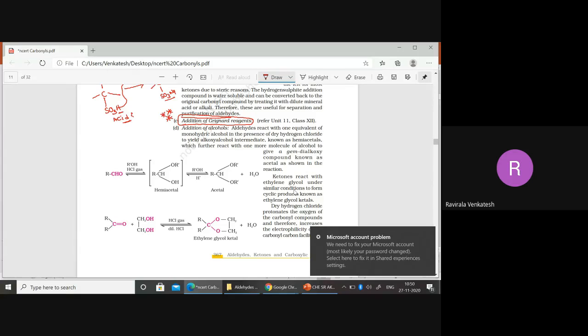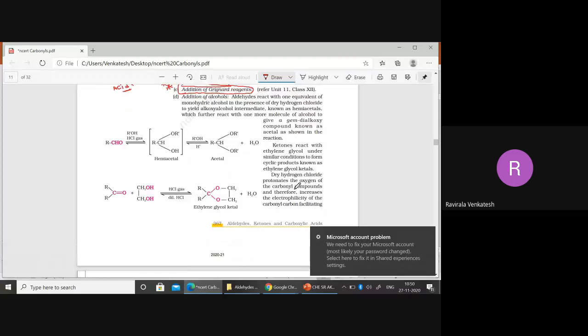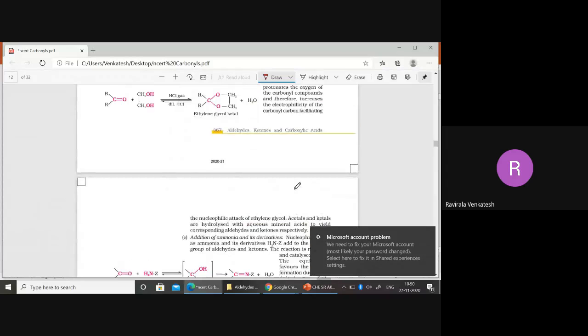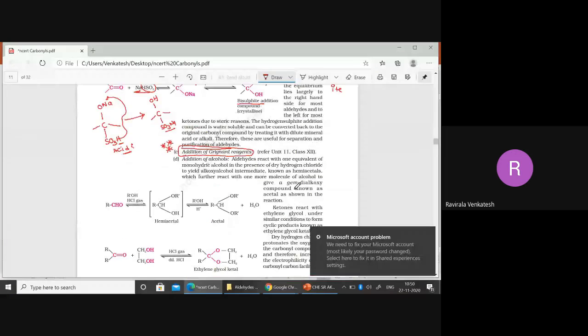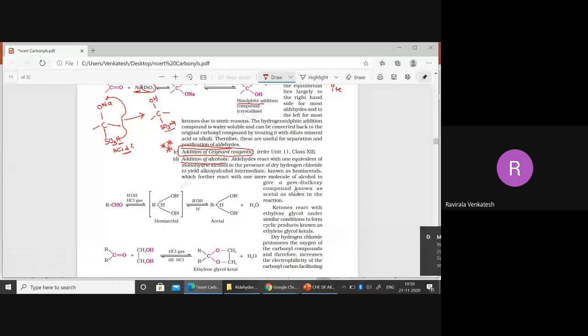Next, the fourth one, let me see here. It looks lengthy, but we'll make this one very simple. Addition of alcohols, I will make this one very simple. So how does the reaction take place, addition of alcohol here? First of all, we'll see this reaction in a slide like this.